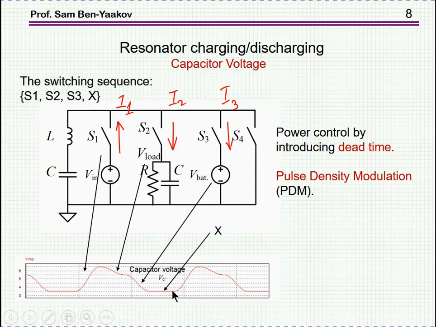Nothing happens here. Now, this dead time is very important because I can introduce dead time, and by this I can control the average current coming off the source or into the other ports. And this will be by so-called pulse density modulation. That is, I'm diluting down the pulses by bringing in more dead time between the sequences.